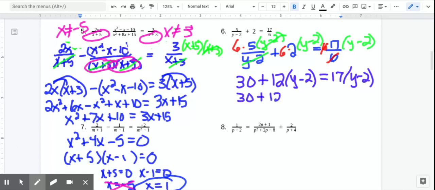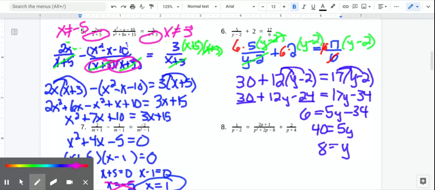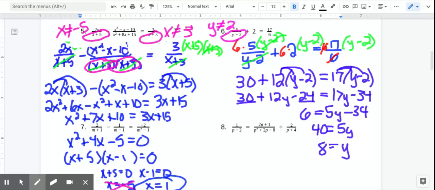So we'll distribute the 12. We'll distribute the 17. I'm going to combine my like terms here and get 6, and I'm also going to subtract the 12y over to the other side. Just do that all in one step. Add the 34 to both sides, and finally divide. So I get y equals 8. Go back to the original equation. Looks like the only excluded value we have is y cannot be 2, which is fine. We don't want y to be 2. We want y to be 8.